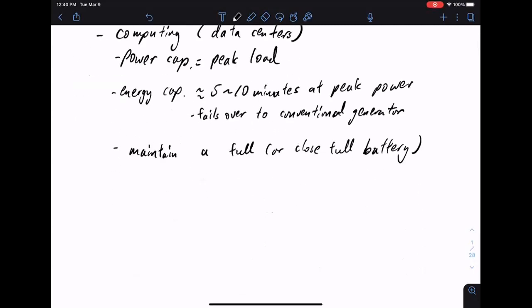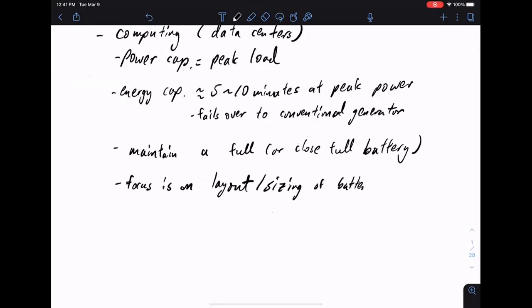So here the focus is on the layout. Right, so how many batteries do I have? Is it one big battery or 20 little ones? Which one is better? And sizing: how big should they be? What kind of power should they carry? What kind of energy should they carry?